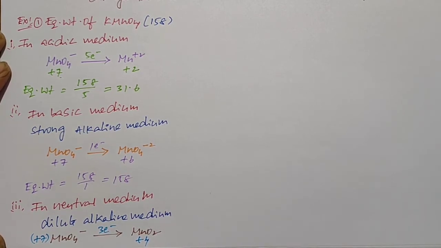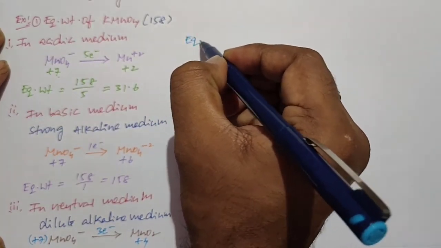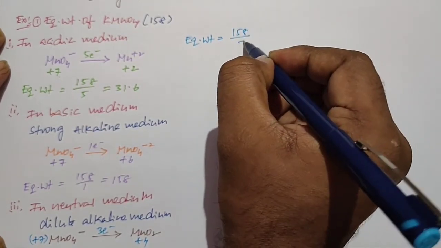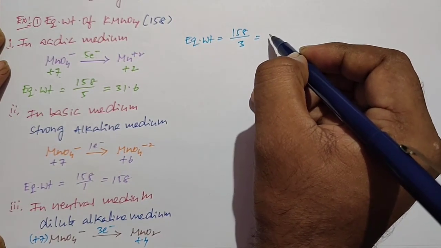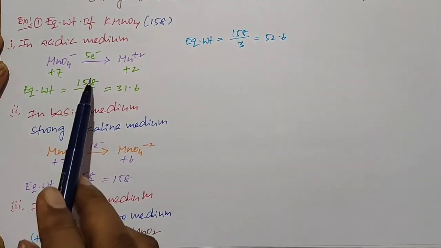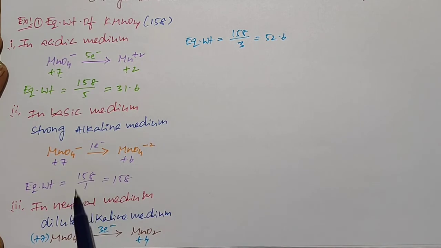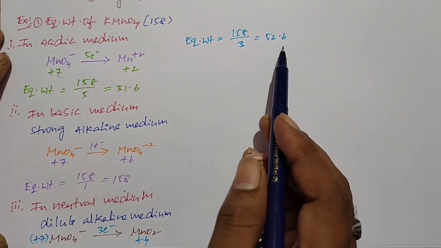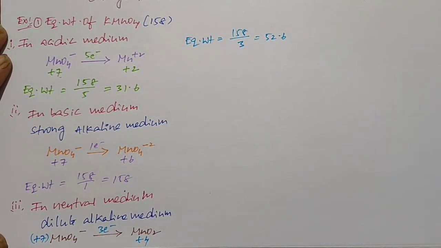So then equivalent weight. So I will continue here. Equivalent weight in neutral medium is equal to molecular weight 158 by change in oxidation state 3. Then we get 52.6. So the equivalent weight of potassium permanganate in acidic medium is 31.6 grams, in basic medium is 158 grams, in neutral medium is 52.6 grams. So this is about potassium permanganate.